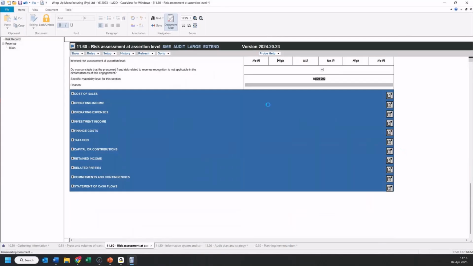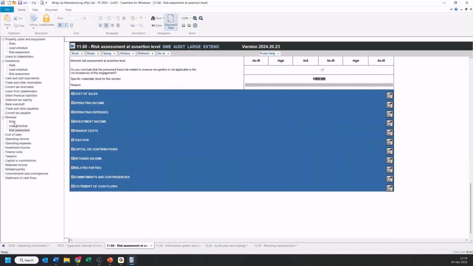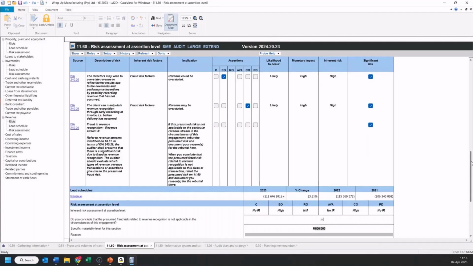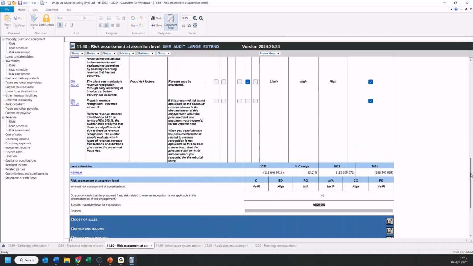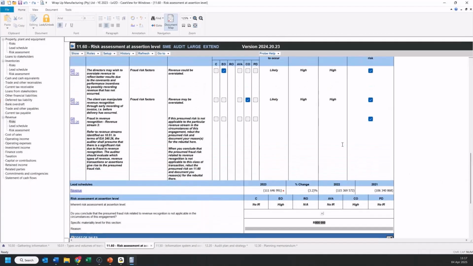Let's just go look at the risks again. So there are our risks. We've got the lead schedules showing the inherent risk at assertion level. You'll see that we haven't recorded any inherent risk for completeness. Existence occurrence is high because of the risk. Rights and obligations not applicable because that's not applicable to classes of transactions. There's no valuation risk. The cutoff risk is high. No presentation and disclosure risk. Just as a reminder, if I had recorded more than one risk for a specific assertion, the highest assessed inherent risk would be the one that's going to flow through to the risk table.